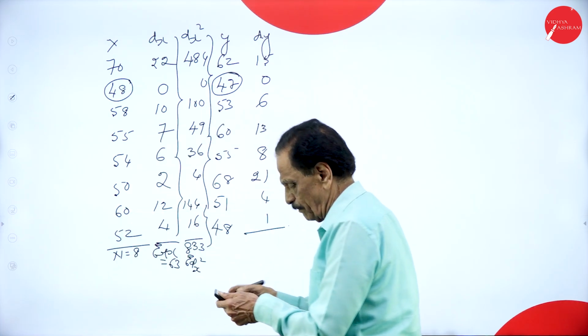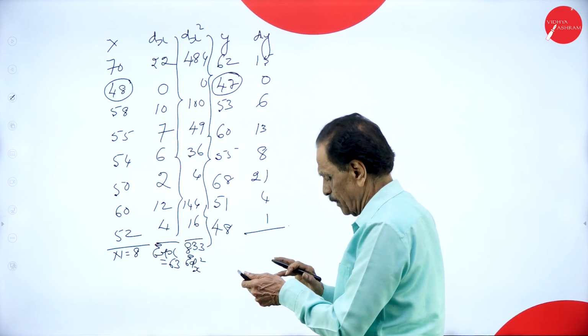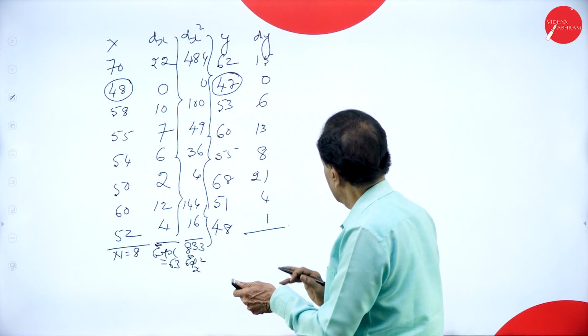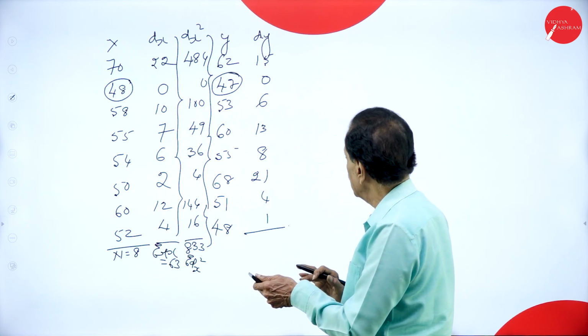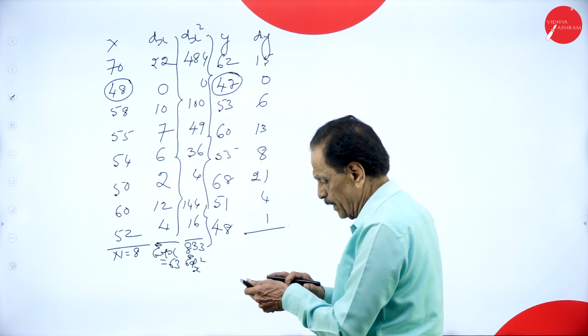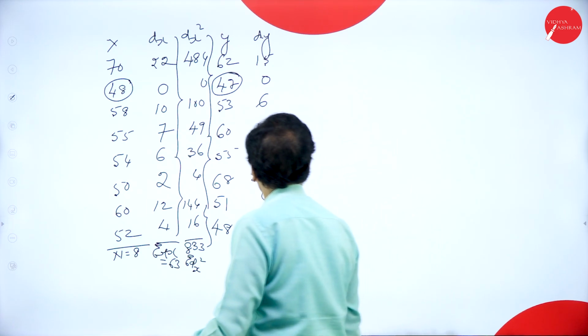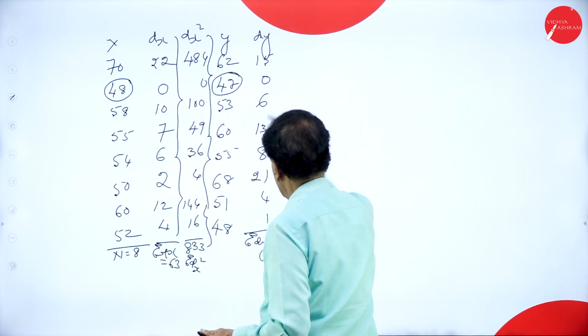Add the figures: 15 plus 6 plus 13 plus 8 plus 21 plus 4 plus 1 is 68. Sigma dy is 68.